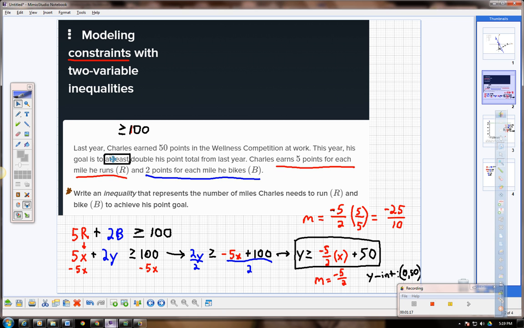Alright, so we see this word at least here. As soon as we see at least, think to yourself, if I had at least $20 in my possession, how much could I have? Well, I could have 20, right? Or I could have 21 or $80 or boy, maybe even $100. That'd be nice. So at least means greater than or equal to. Last year, Charles here earned 50 points in the wellness competition at work. This year's goal is to at least double his point total. So at least double 50, and you get 100, right? So we know somewhere on there we're going to get greater than or equal to 100.